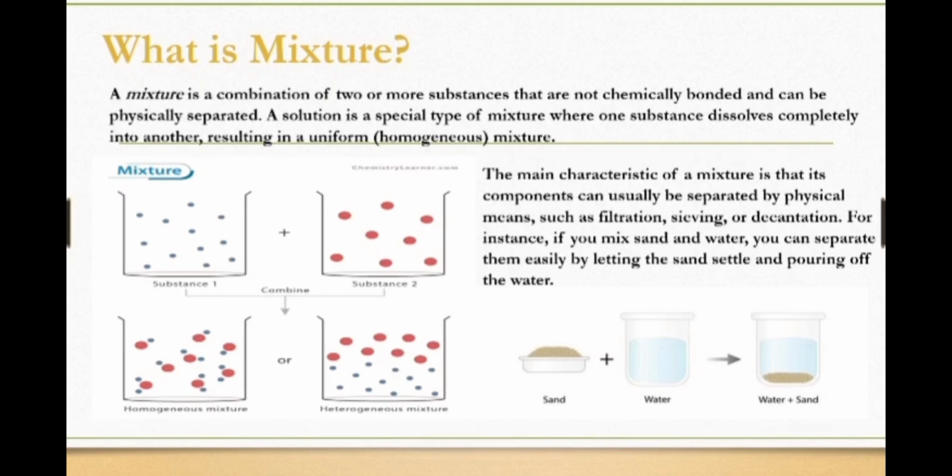Again, a mixture is a combination of two or more substances that are physically combined but not chemically bonded. This means that each substance keeps its own properties, hindi sila nagbabago ng anyo o chemical composition. The main characteristic of a mixture is that its components can usually be separated by physical means such as filtration, sieving, or decantation. For instance, if you mix sand and water, you can separate them easily by letting the sand settle and pouring off the water, just like the picture.